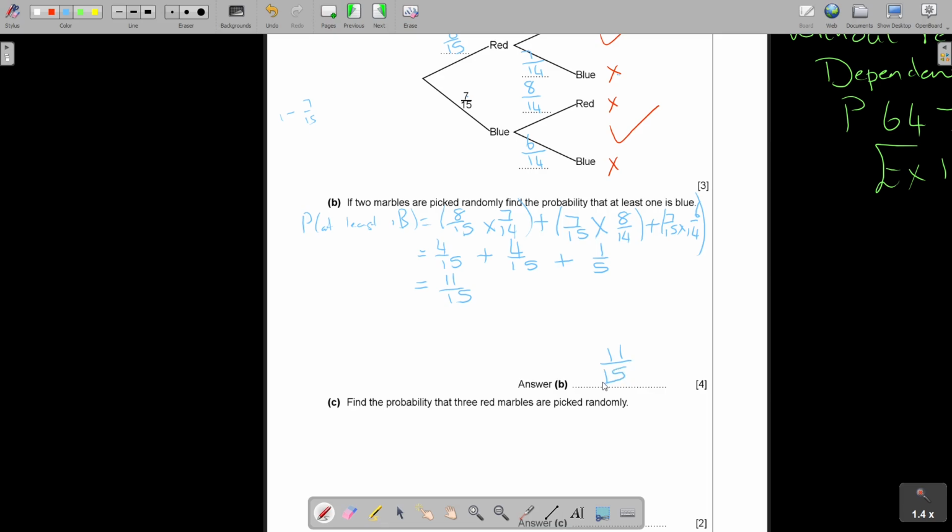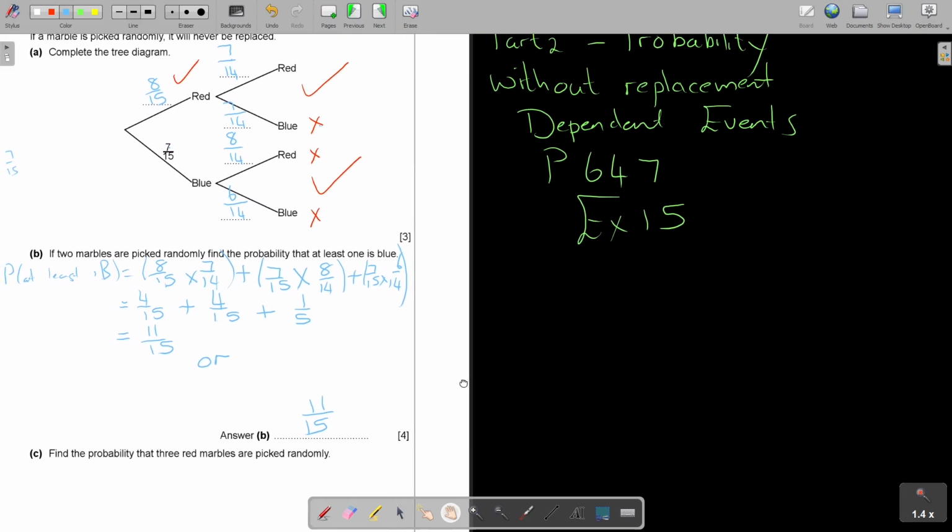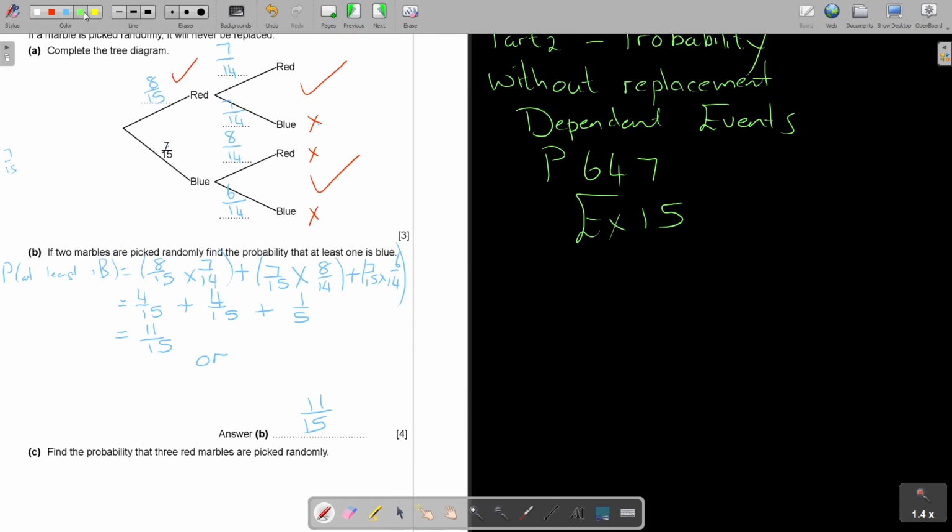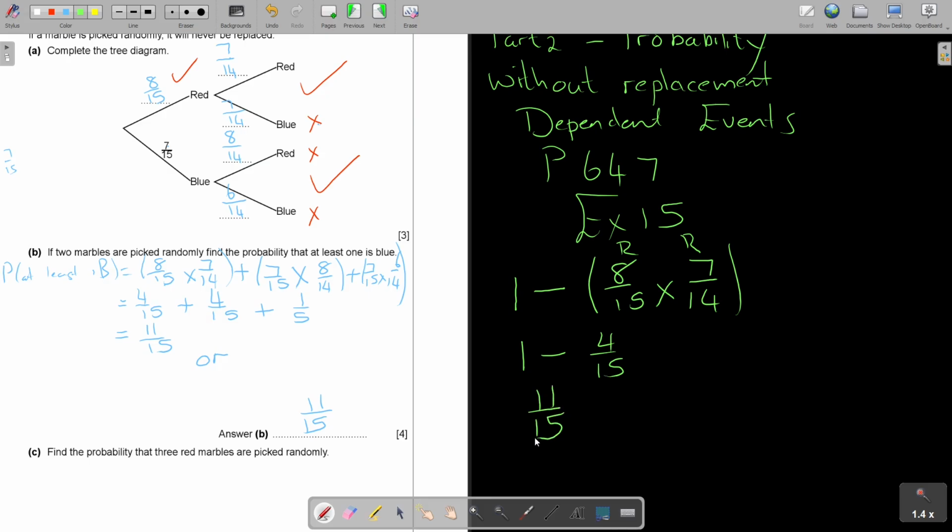The other method you could have done, or please don't do both, I just wanted to show you. And I think I'm not going to do it on the question paper. I'm rather going to do it here. Because it's all three except the top one. So you could have said 1 minus the top one, 8 over 15 multiply 7 over 14. So that's the red. The rest is all in having a blue involved. And then it's 1 minus 4 over 15, which would have also given you 11 over 15. It doesn't matter which one you prefer.